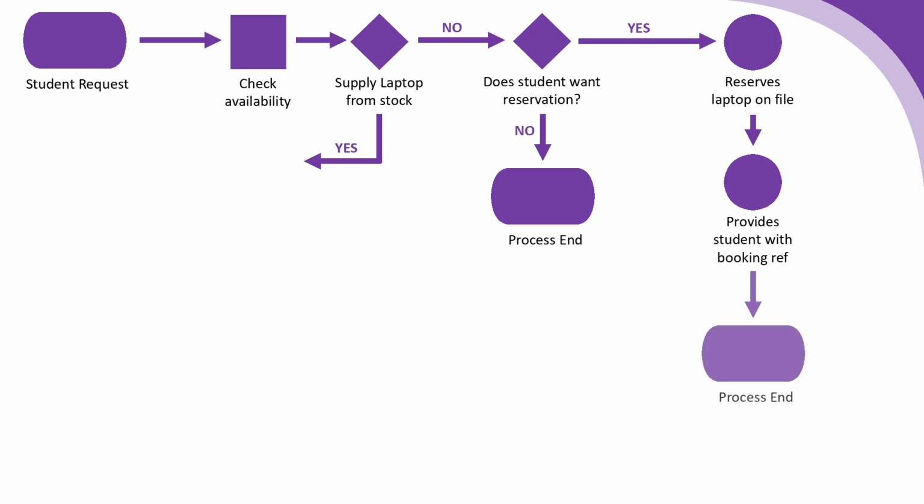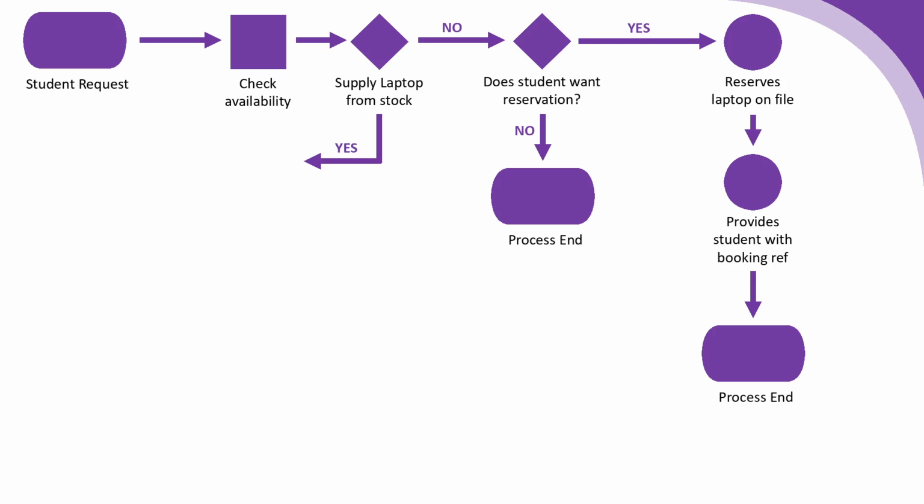Once we've done this, then we can bring the process to an end as well. So the student will either not want a reservation, so the process comes to an end, or they do want a reservation, so we'll make the reservation on the file or on the system, which generates a booking reference. We provide that booking reference to the student, and then the process again comes to an end.